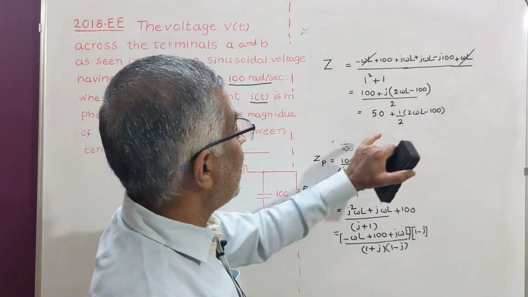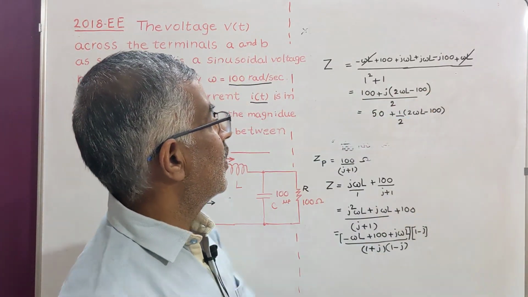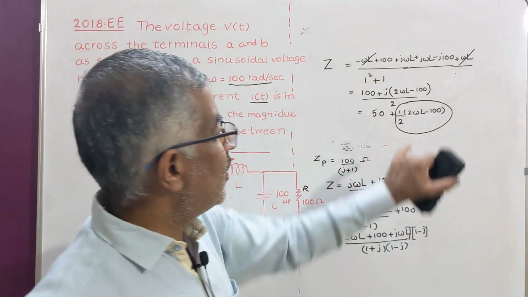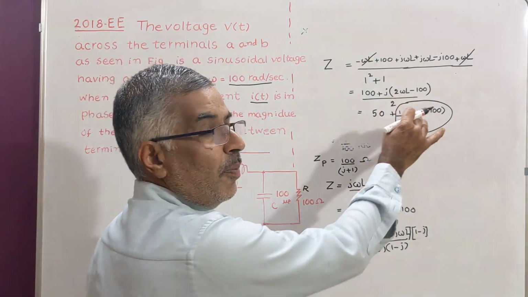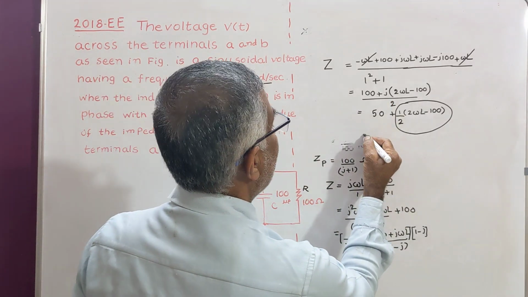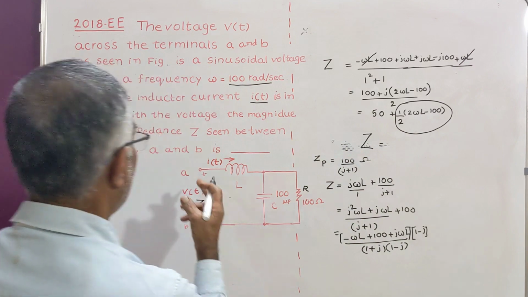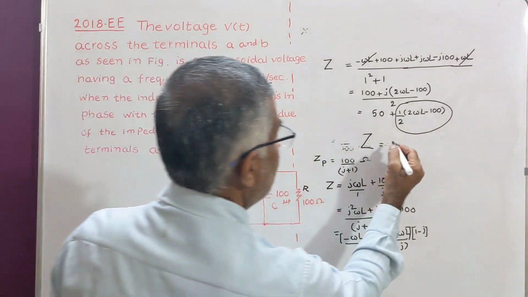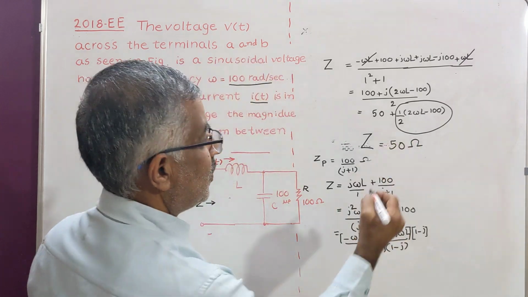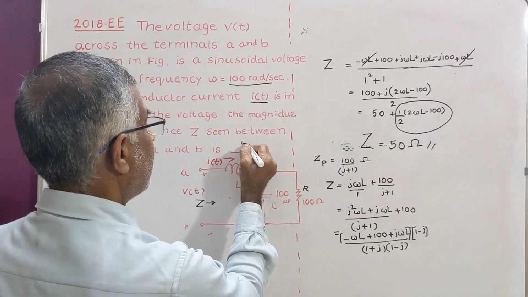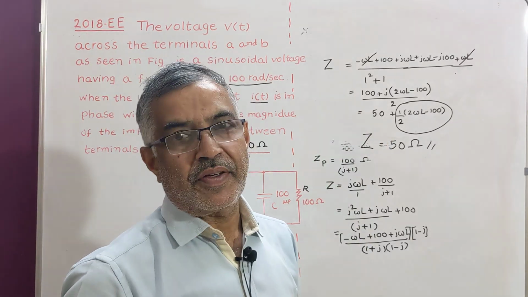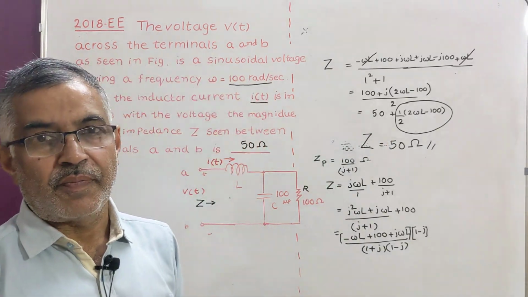Now at resonance, this imaginary part becomes 0. So when this part becomes 0, what is left over? 50. Therefore, what is the impedance? The impedance of the circuit as seen between the terminals is 50 ohms. So this is the answer, 50 ohms. What is left over is only the real part. The imaginary part becomes 0. Thank you.